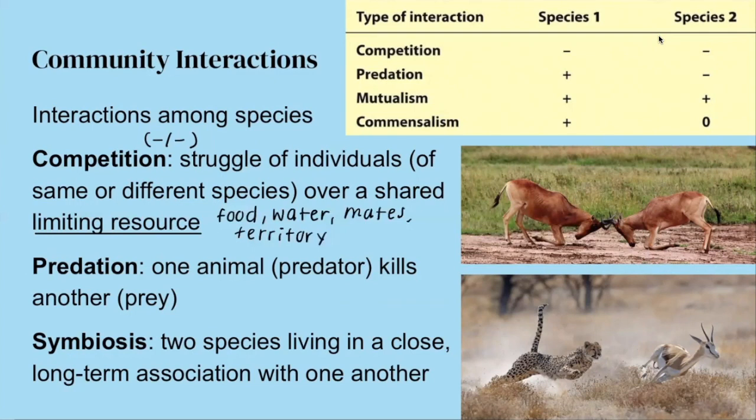Our next interaction is predation. This is when one animal, the predator, kills another animal, the prey. So we've seen this a lot. I'm sure you can think of a lot of examples of predation. And then we have symbiosis.